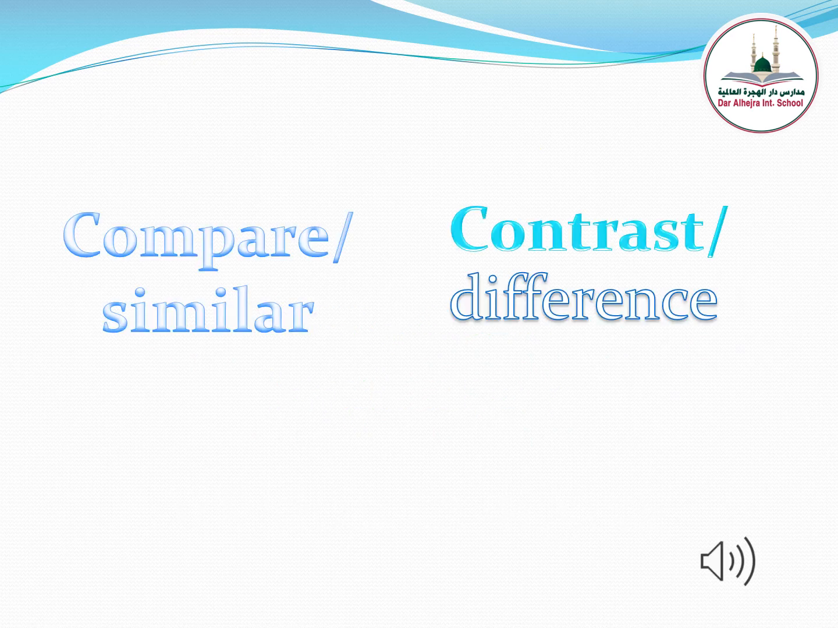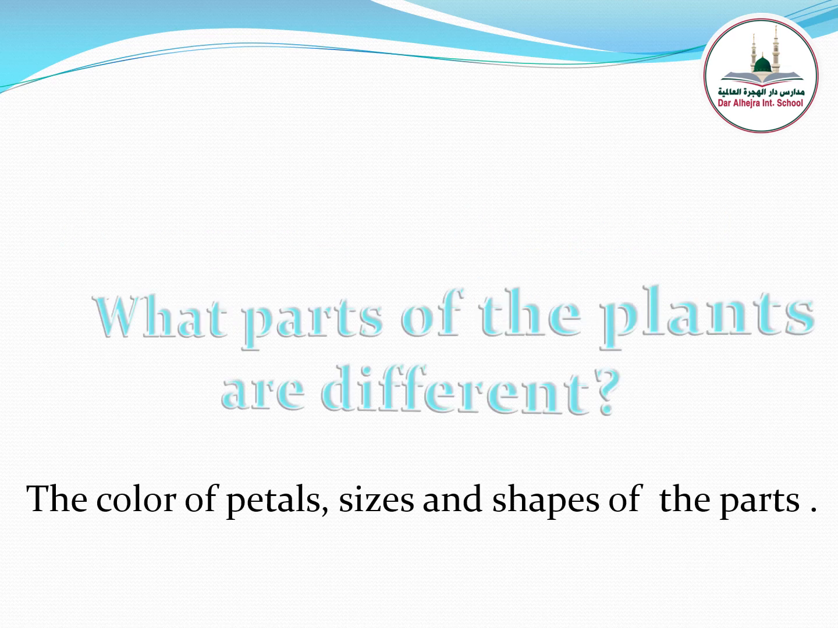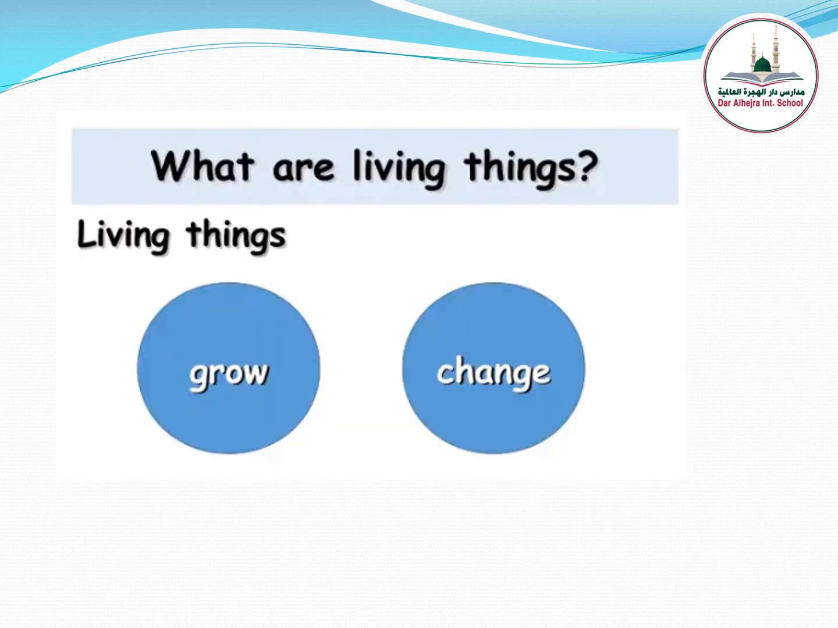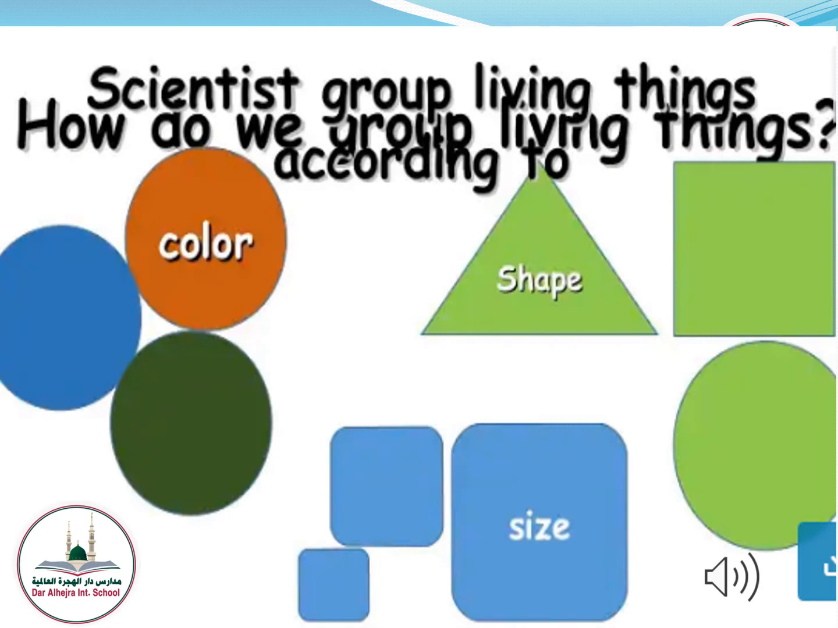In simpler terms, what do you call compare? Compare is something that is similar and contrast is something that is different. How can we group the living things? We can group them according to the color, according to the shape, and according to the sizes.